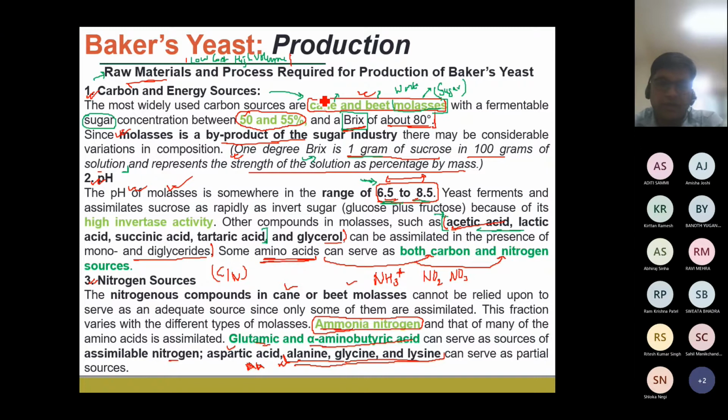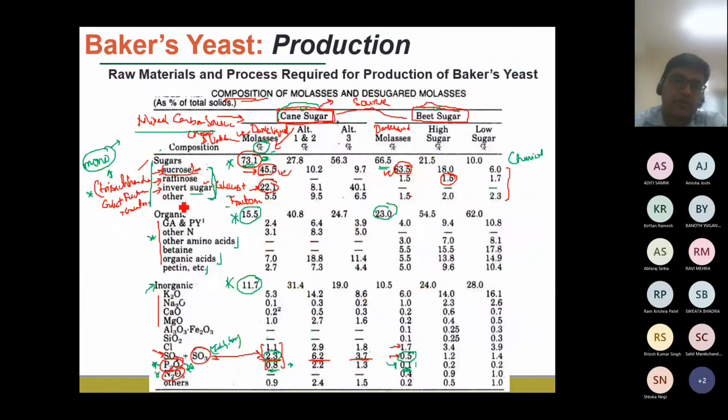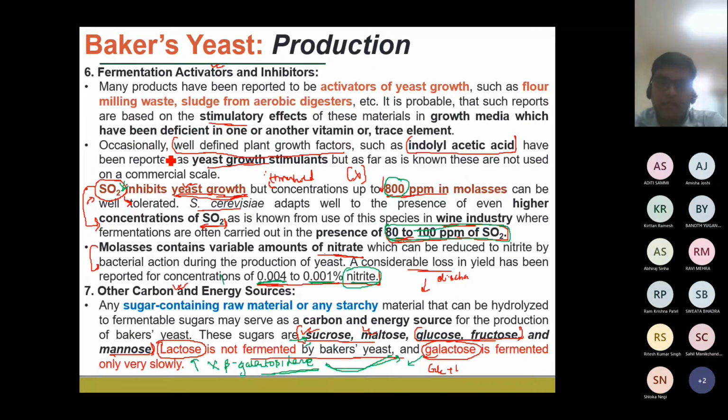If you look into the composition, first we try to analyze and find out the chemical composition of all the components, and then we add the different additives as per the requirement, to make a suitable media in which the microorganism, Saccharomyces cerevisiae, can grow and increase its biomass.